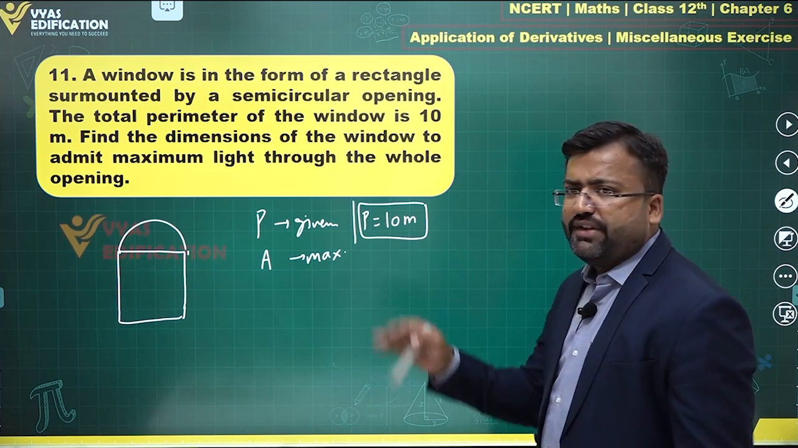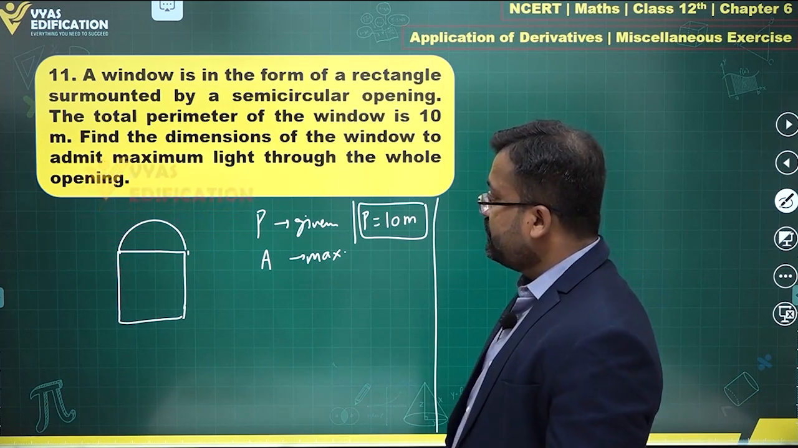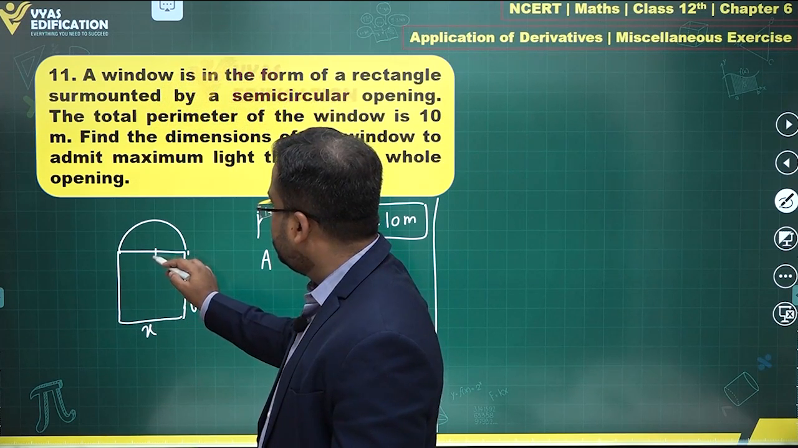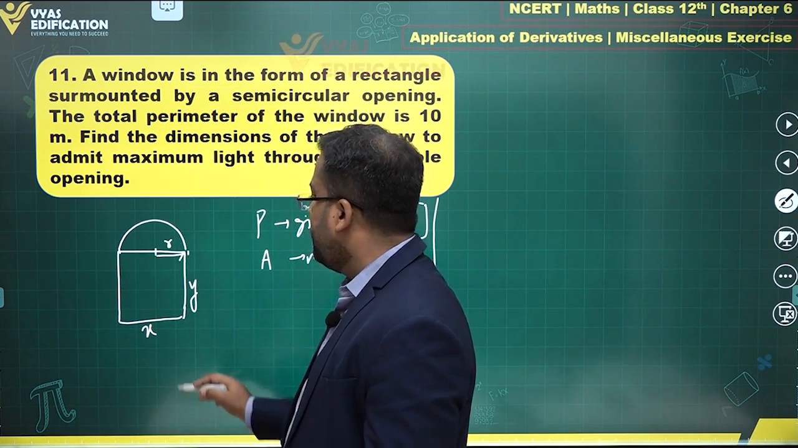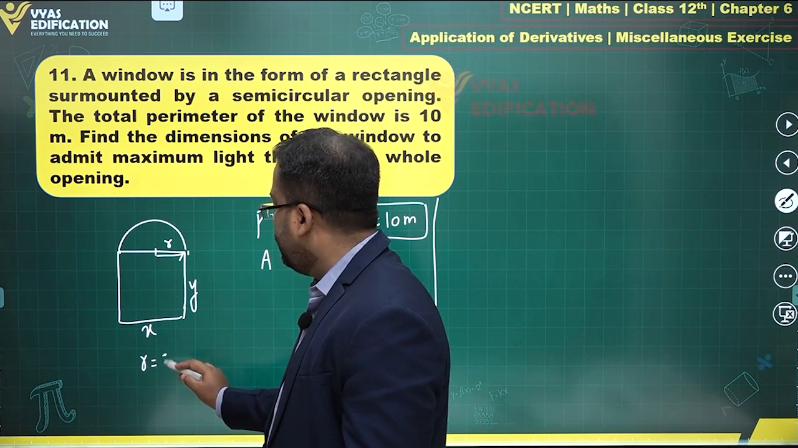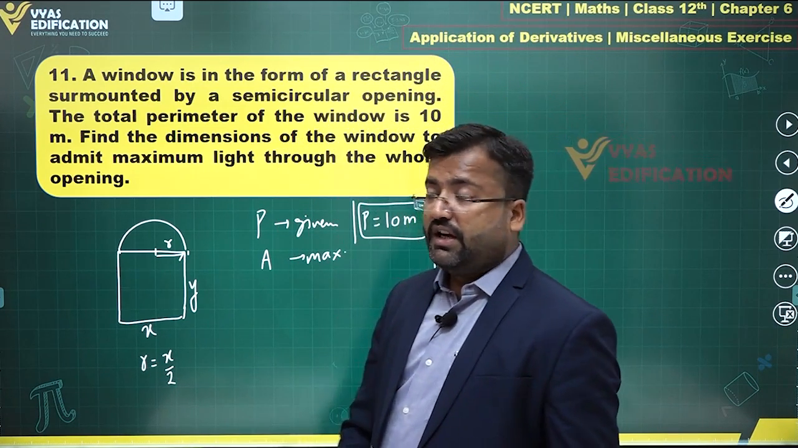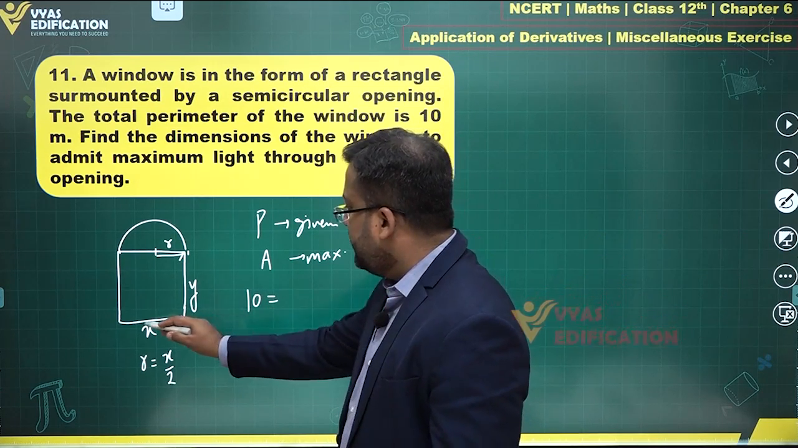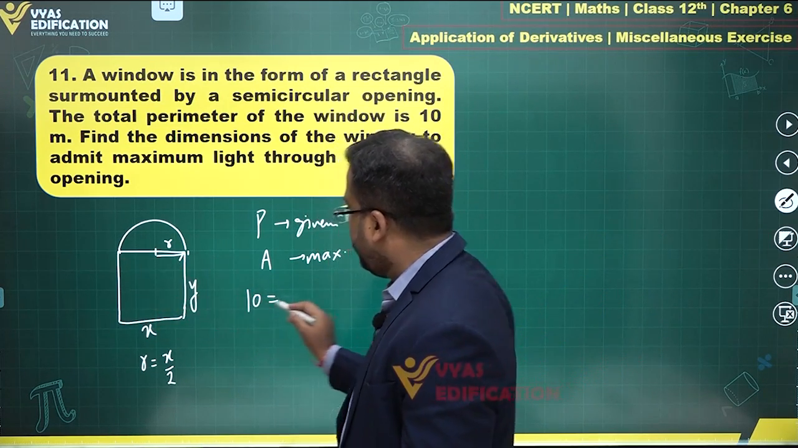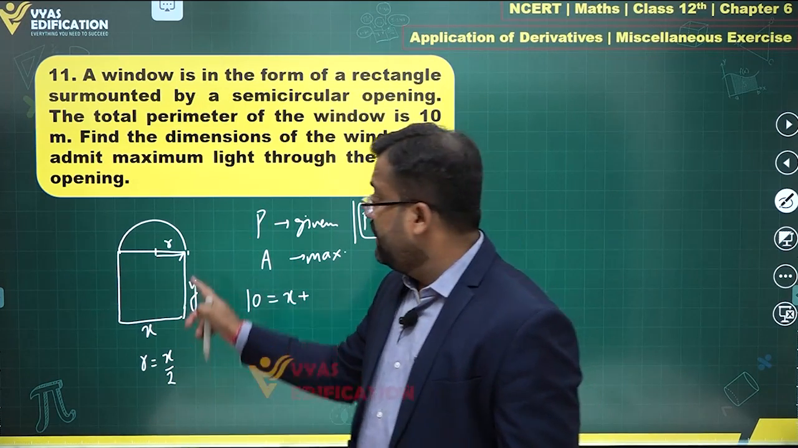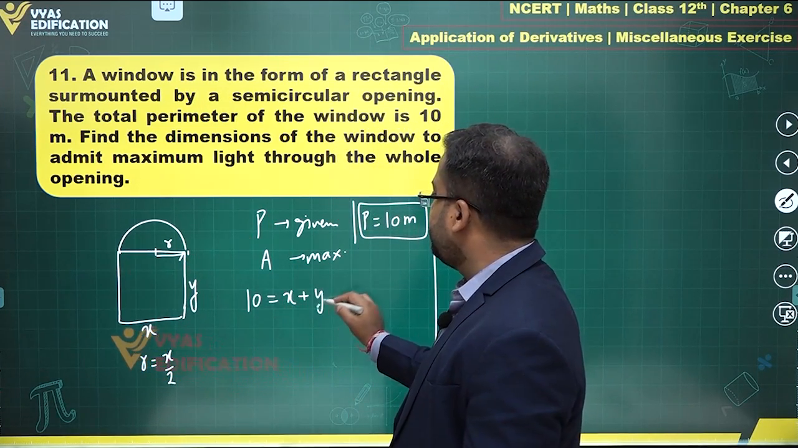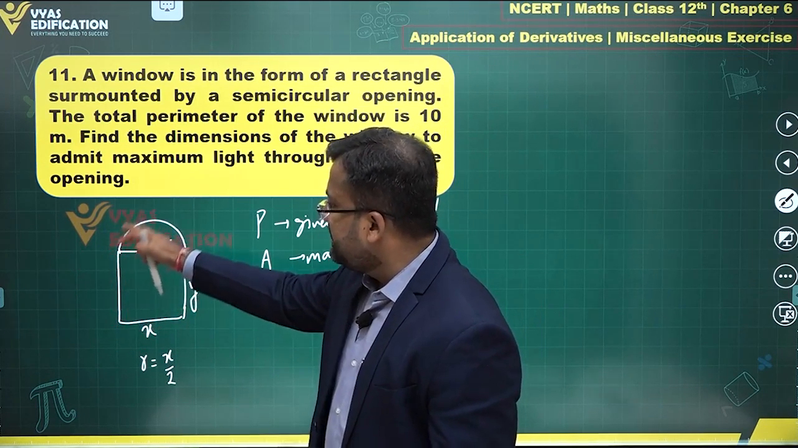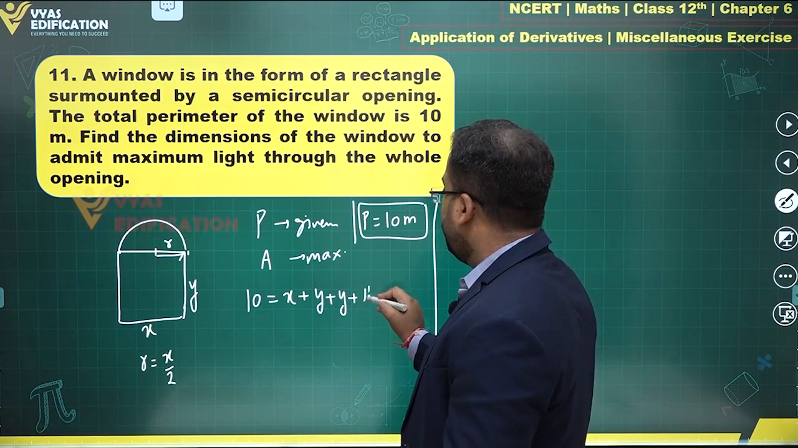There's only one unit of length measured, and that is meter. We'll use that. Let us assume this is x, this is y. So this will be the radius of this circle, and you can observe that r will be equal to x by 2. Perimeter 10 is equal to this x plus y plus this y. Perimeter will be the boundary only. We don't need this x over here. So x plus y plus y, and this semicircle. Semicircle will be pi r.